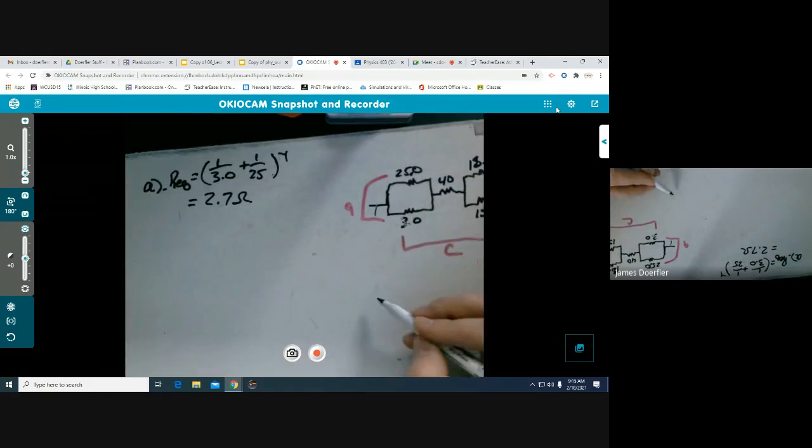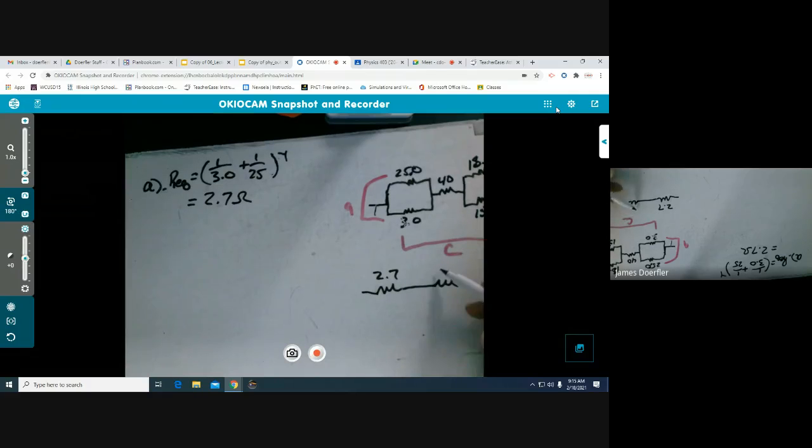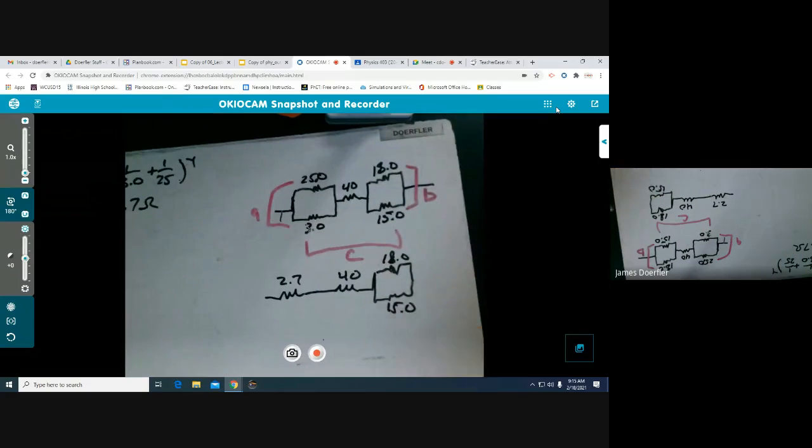Now I've got 2.7, 40, and then we got 18 and 15 here. So I just redrew it. Now again, you could make this a group and this a group, but eventually you're still going to have to add everything up. So that's why I called this Group B.